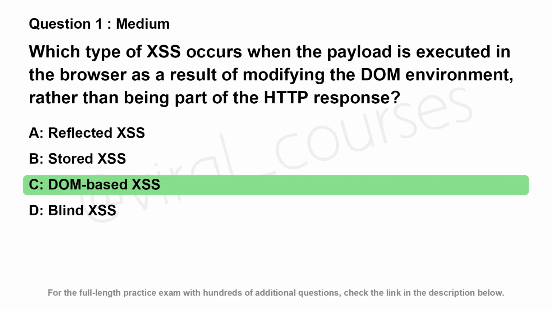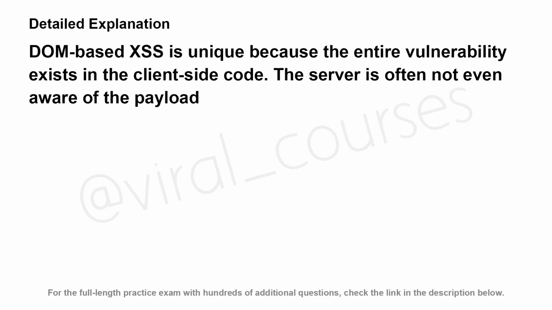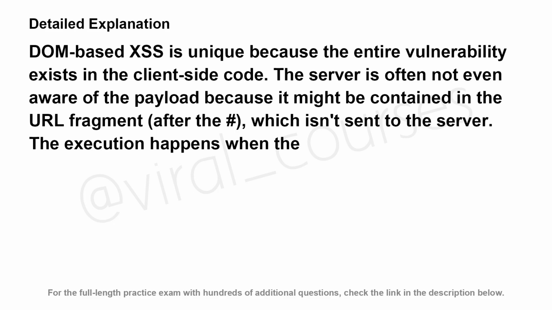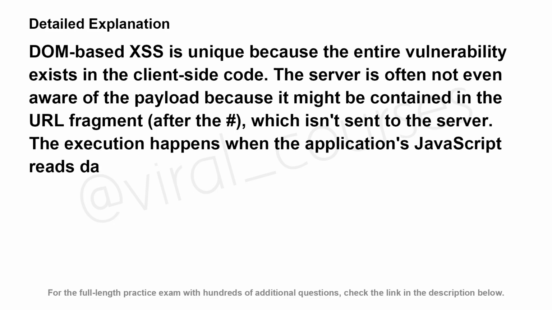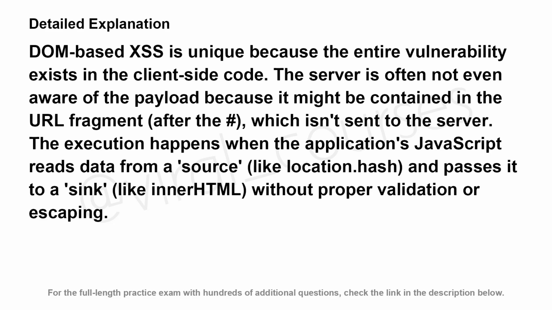The correct answer is C. DOM-based XSS is unique because the entire vulnerability exists in the client-side code. The server is often not even aware of the payload because it might be contained in the URL fragment after the hash, which isn't sent to the server. The execution happens when the application's JavaScript reads data from a source, like location.hash, and passes it to a sink, like innerHTML, without proper validation or escaping.